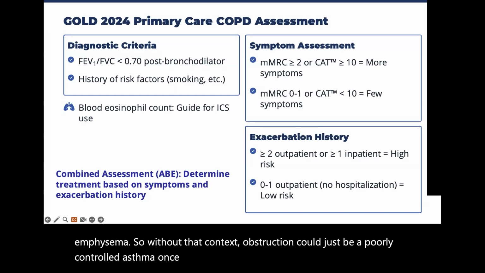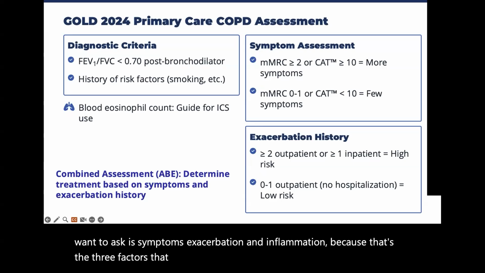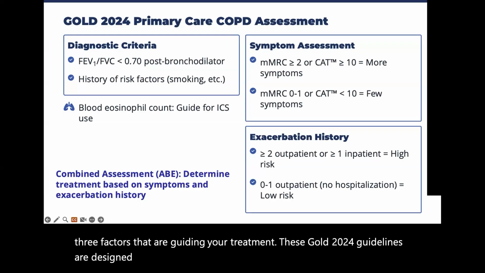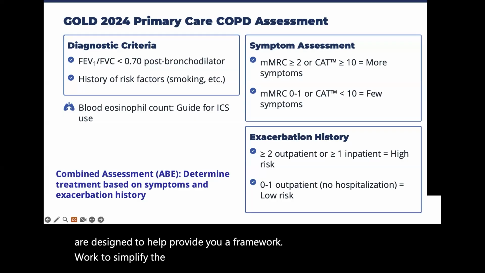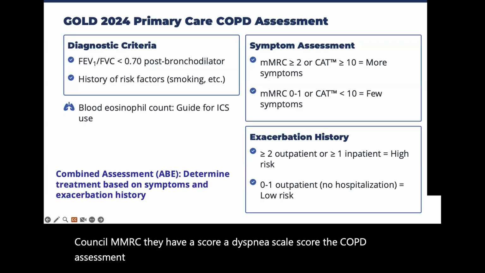Once you've confirmed the COPD, the next thing you want to ask is symptoms, exacerbation, and inflammation, because those are the three factors that are guiding your treatment. These GOLD 2024 guidelines are designed to help provide you a framework to simplify the treatment process. So this Modified Medical Research Council, mMRC, has a dyspnea scale score. The COPD Assessment Test, CAT score, is also there.